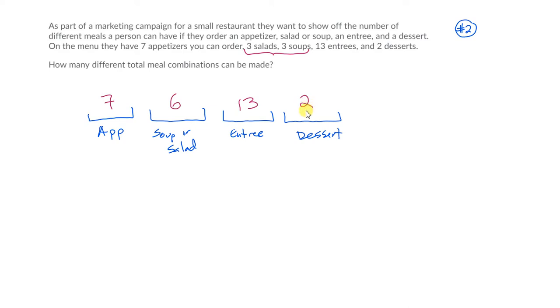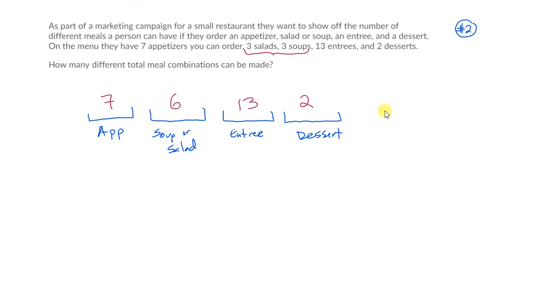Now, if there are 7 ways to choose the first item, then 6 ways to choose the second, 13 ways to choose the third item, 2 ways to choose the fourth item, then how many ways are there to choose any combination, any particular string of these things?